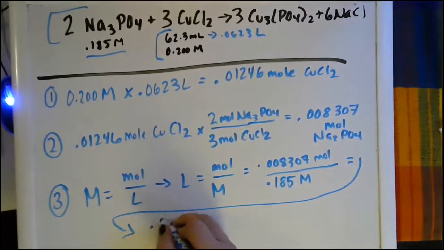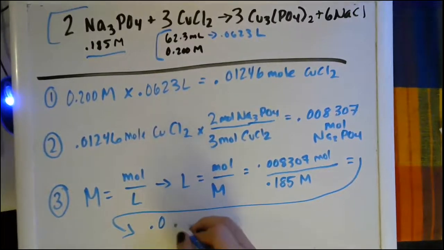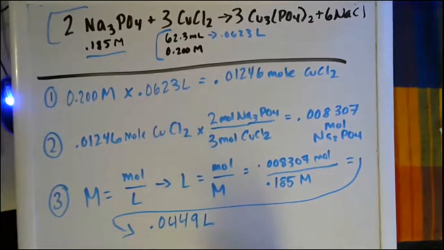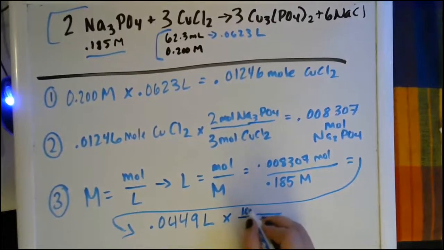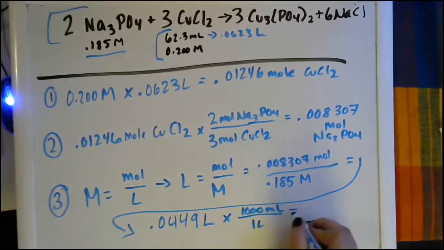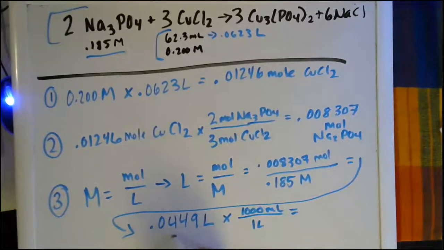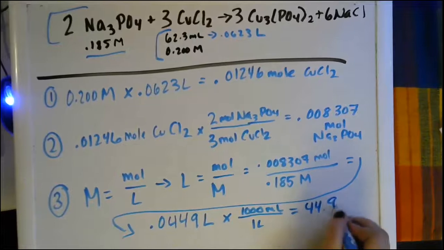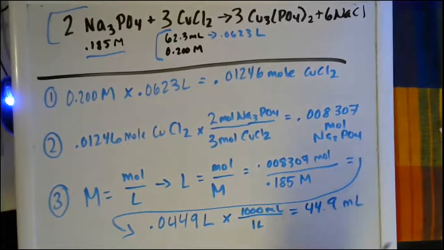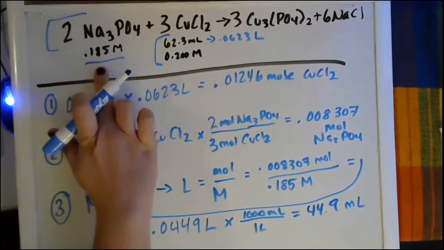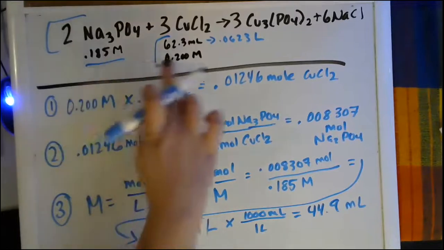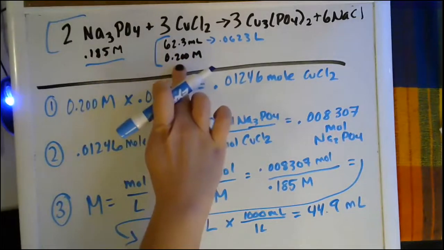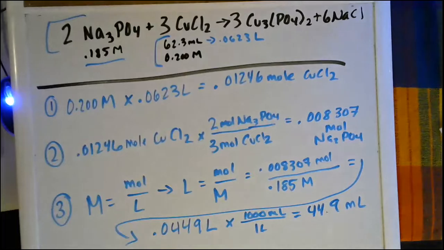So we get 0.0449 liters, and I think I might have asked for the milliliters. So in 1 liter, there are 1,000 milliliters, and that is going to be 44.9 milliliters. So we would need 44.9 milliliters of 0.185 molar sodium phosphate to completely react with 62.3 milliliters of 0.2 molar copper chloride. Okay? So that's it for solution stoichiometry.